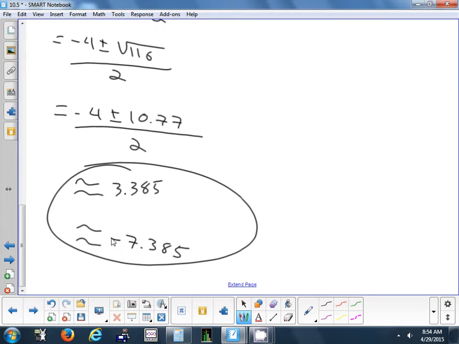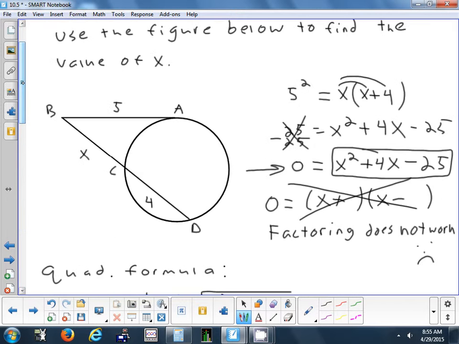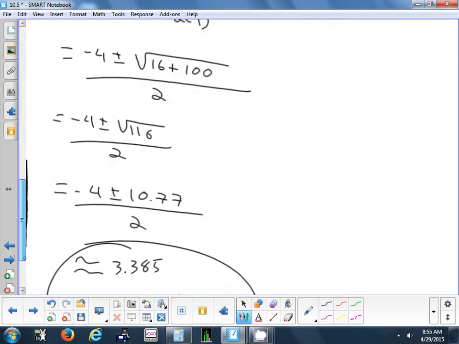But now we have to go back up and see what the problem was really about. Because if we were finding the length of something, length should always be what kind of number? What kind of number does length have to be? Positive. So if we were finding length, obviously it's not going to be a negative answer. All right, let's go back up and see what we were actually doing. We were finding the length of something.